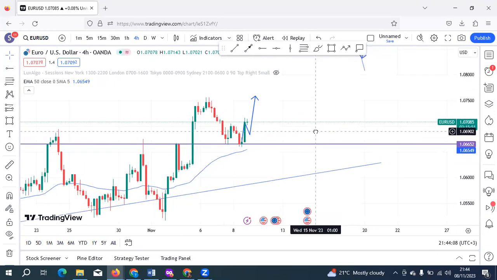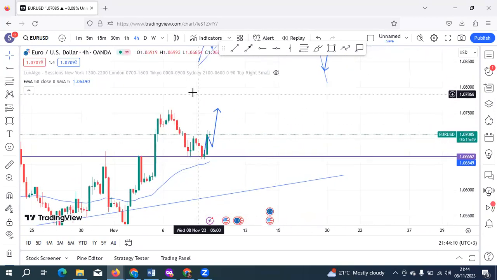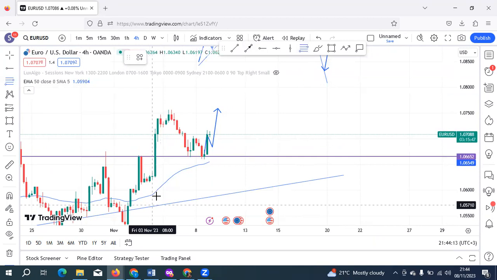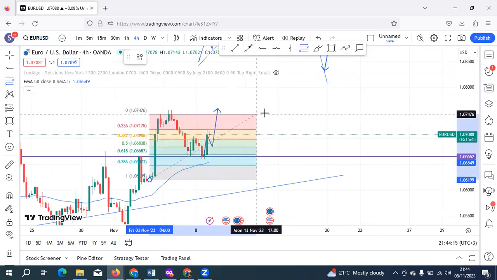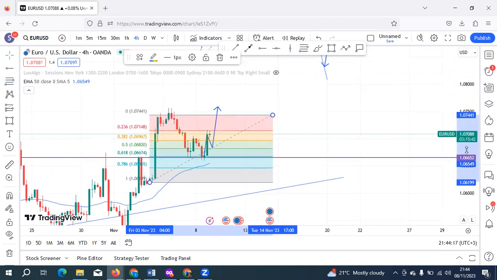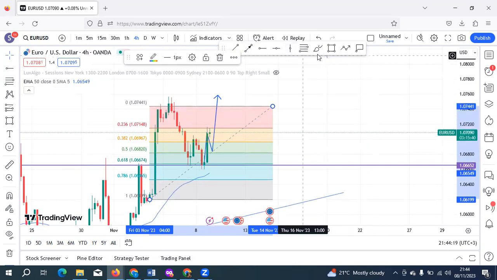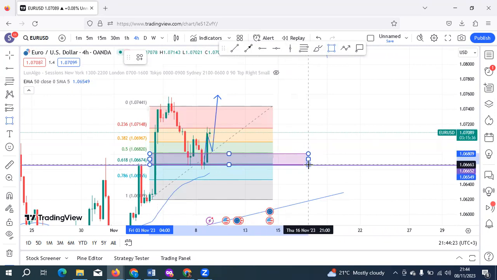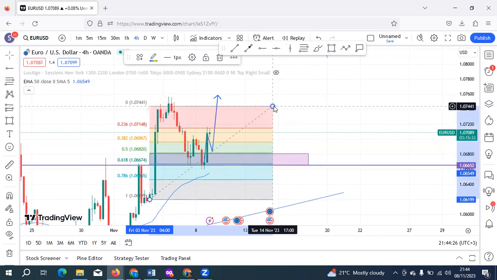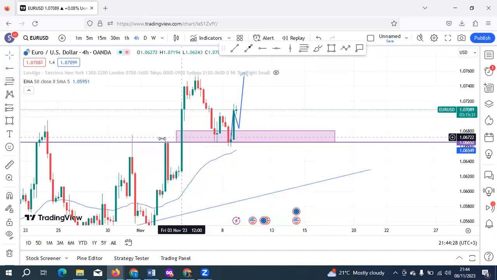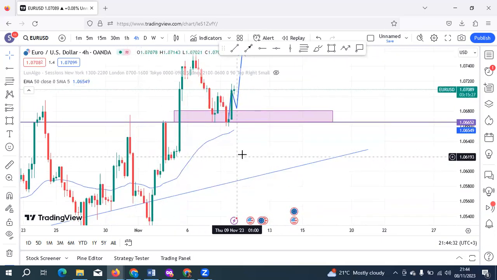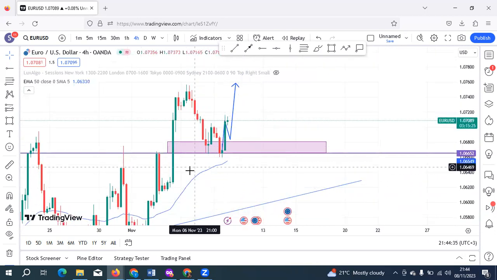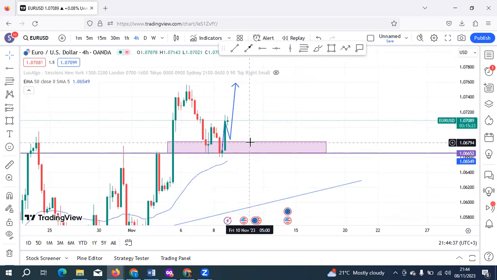Where am I looking for a formation of a 618 zone? So on the 4 hours time frame, if I was even taking a swing trade, I'll be asking myself, where is my 618 zone? And you can see on the 4 hours time frame, my 618 zone is actually here. And I have another confluence, which is this major level, which was resistance that has been turned now into support. My EMA is above it.